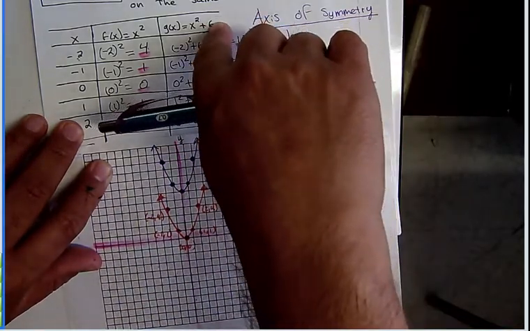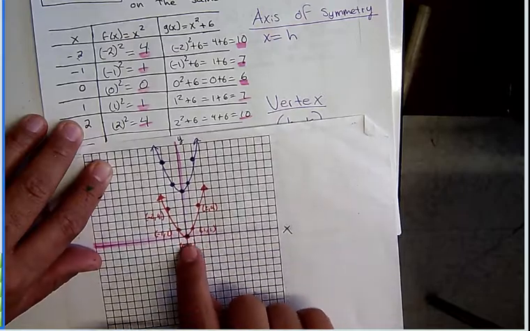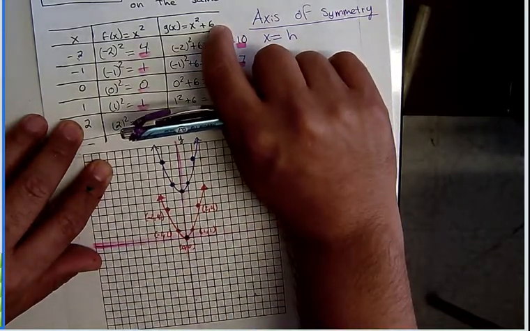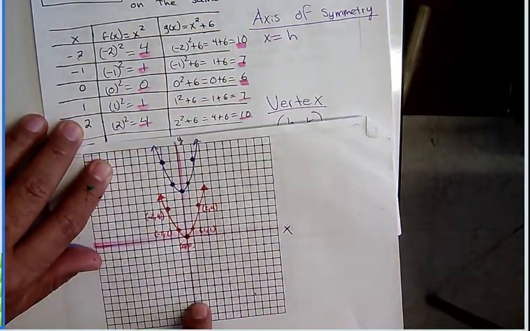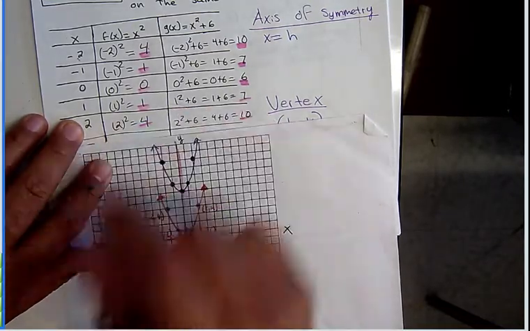So remember, when you see a constant like that, it's going to move the graph up or down. It could move it down, and you can also move it up. Okay.